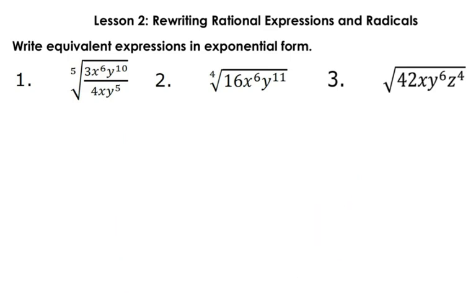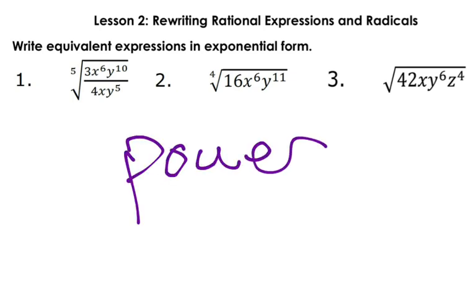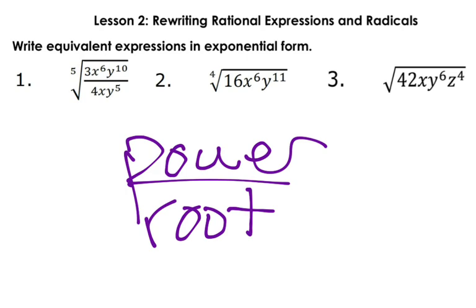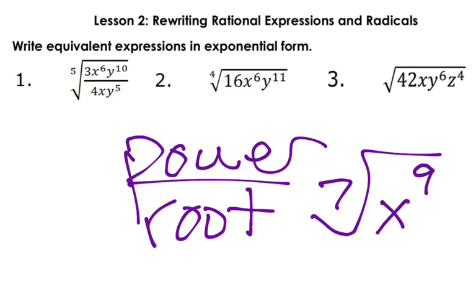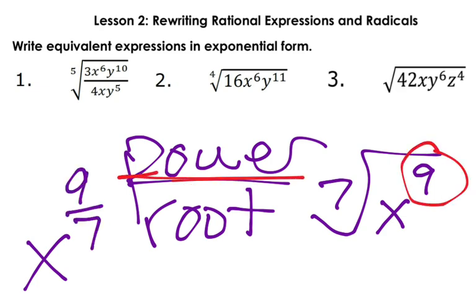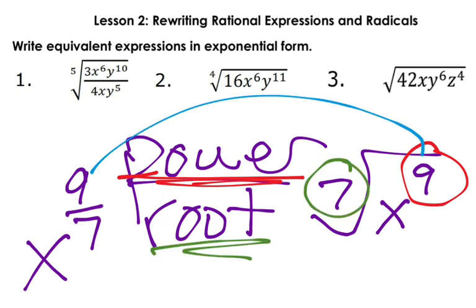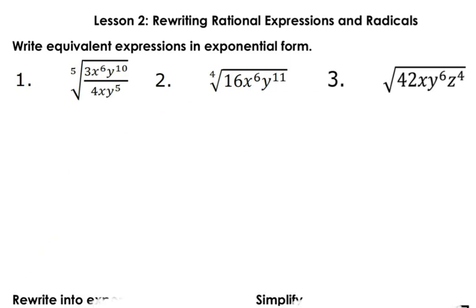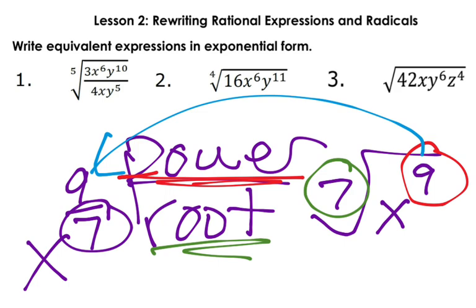Another thing that you should be familiar with is the concept of power over root as it pertains to rewriting a radical expression. So for example, if you had, let's say, the 7th root of x to the 9th power, then you would rewrite that as x as a base to the power of 9 over 7, because 9 is the power and the 7 is the root. The 9 is going to go in the numerator, and the 7 is going to go in the denominator. And this is another skill that has been talked about so far that you will need for the upcoming videos. Let me just clear this workspace out of the way.